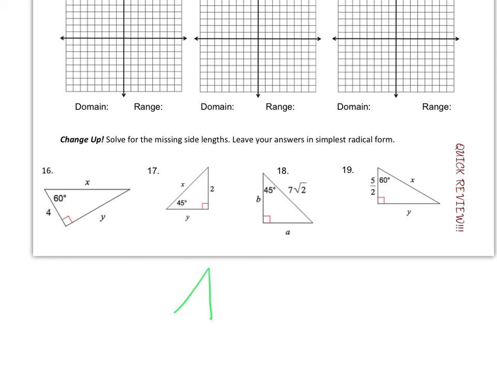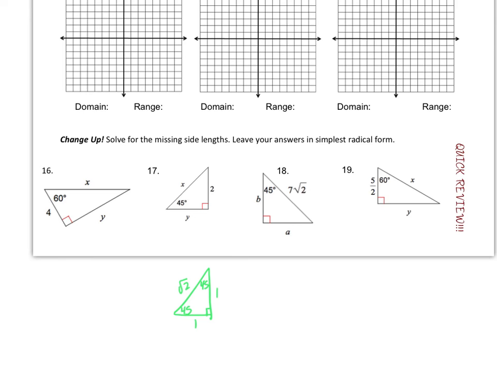I'm going to do the easy one first. Remember if you had a 45-45 triangle, then the relationship between these sides, if this was 1 and this was 1, this would be square root of 2. You should have remembered that from the year before last.